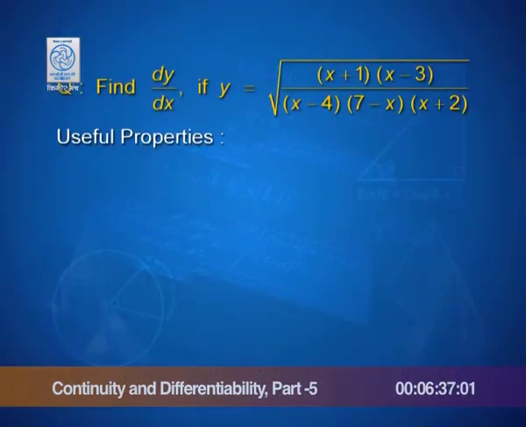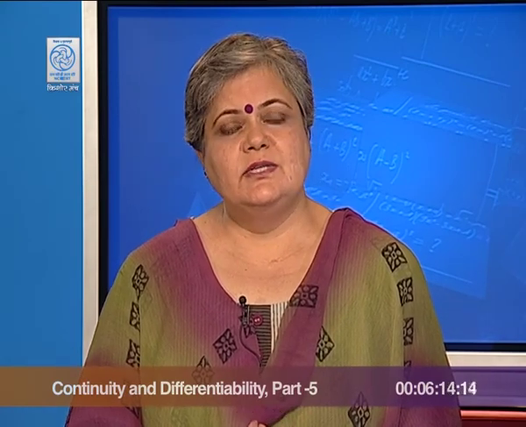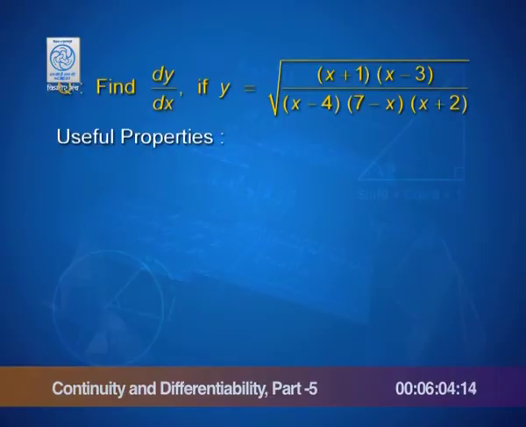Consider another application. Find dy by dx if y is equal to this big expression where we have a square root, I have a quotient and I have product in both numerator and denominator. A usual chain quotient product rule procedure will make the task quite tedious. So, this is another situation where we take help of log and its properties which help us rewrite this function, simplify it down and then we bring in differentiation.